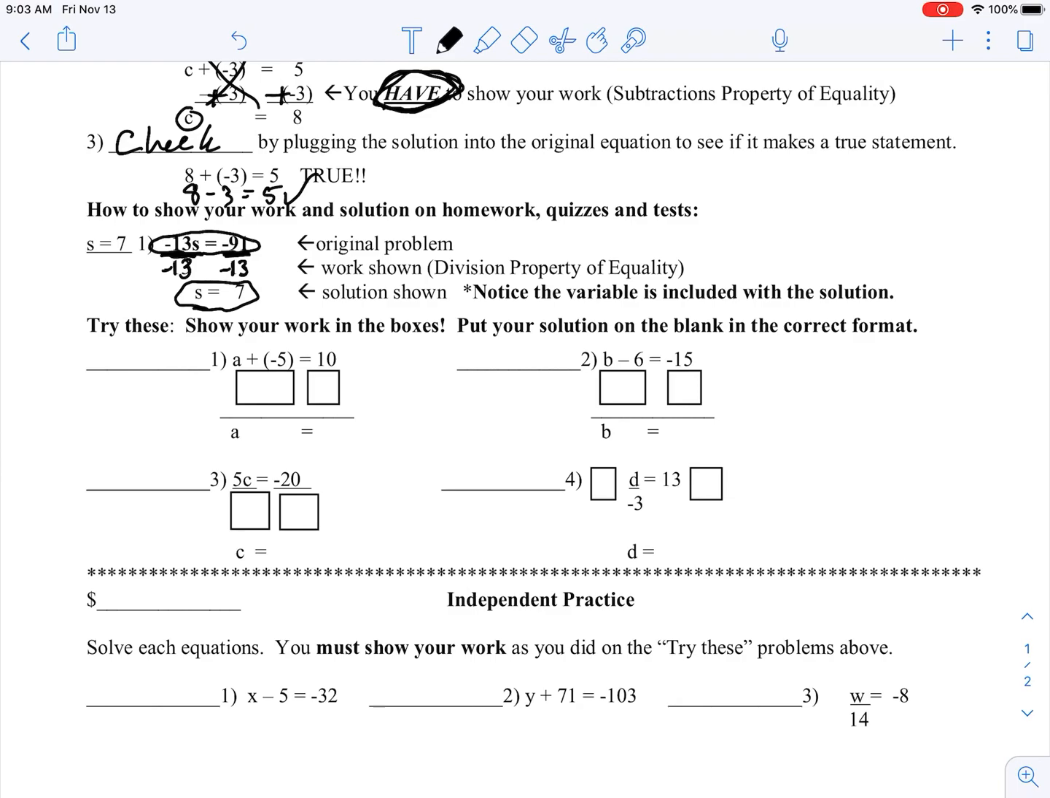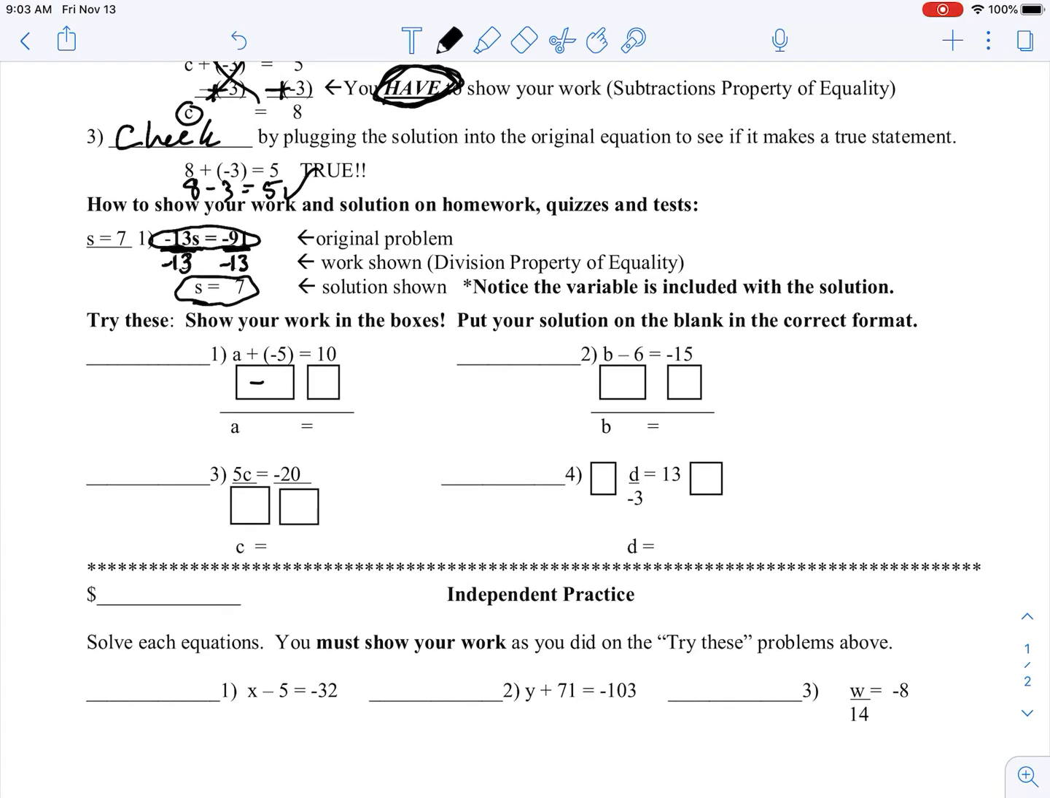So if we have a plus negative 5 equals 10, well, adding negatives is really subtracting, so I want to do the opposite of subtract here, so I'm going to add 5 to this side and add 5 to this side. So when we take a negative 5 and we add 5, that goes away, and that's how we get a all by itself over here. And 10 plus 5 on this side gives us 15. So our solution is a equals 15. So that's how we take care of adding the opposite or subtracting.